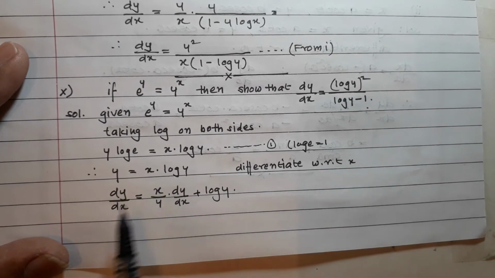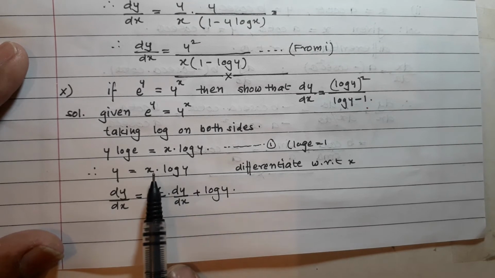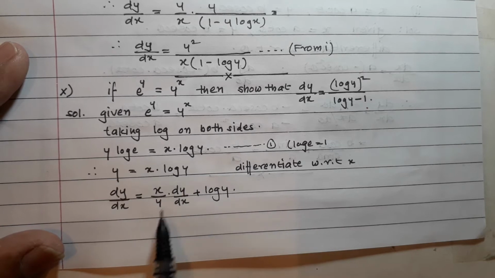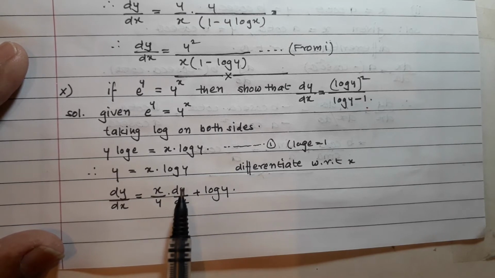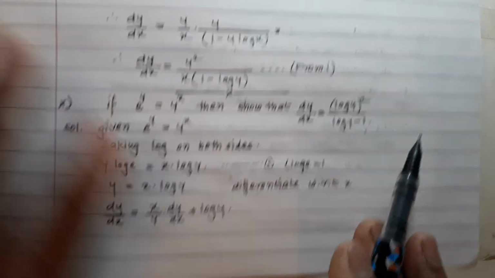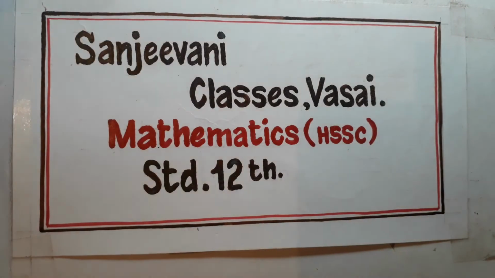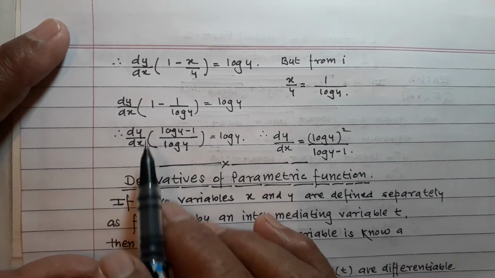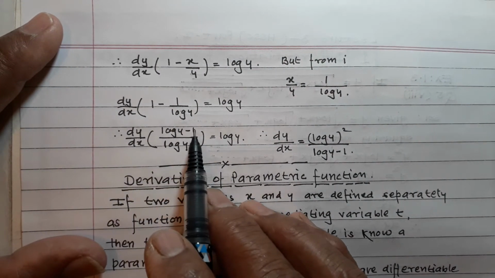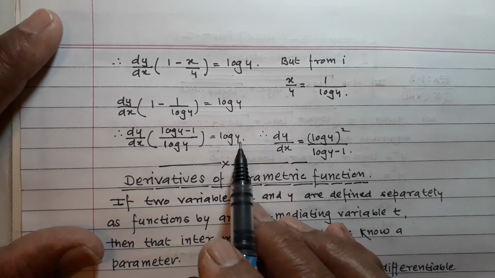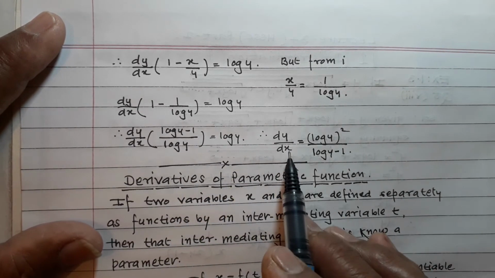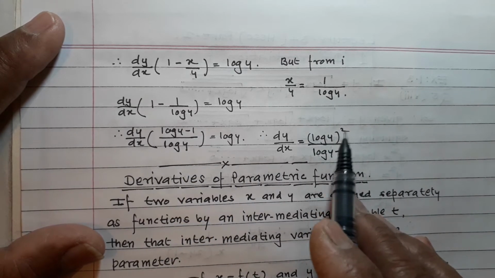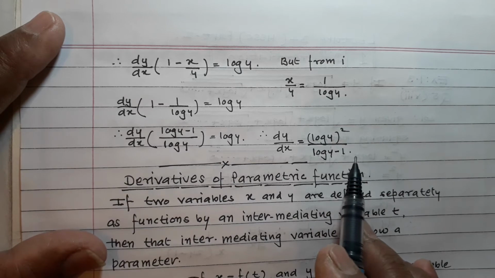Differentiate with respect to x: dy/dx is equal to x into derivative of this plus log y into derivative of this, that is equal to x upon y dy/dx plus log y. And therefore dy/dx into bracket log y minus 1 upon log y is equal to log y, and therefore dy/dx is equal to, this you transfer, log y square upon log y minus 1.